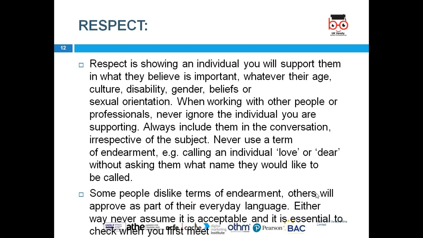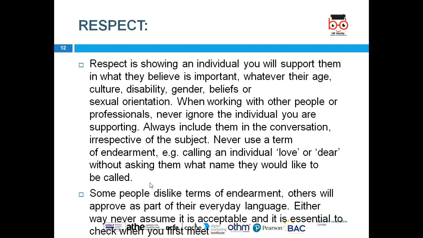Because if you're standing with a colleague and your patient's in the same room, it's extremely rude if you're just ignoring that patient. You should try and even get them slightly involved. Never use a term of endearment, like calling an individual love or dear, without asking them. I'm quite bad at this. I always go honey and darling, but obviously you need to make sure that they want to be called that, so you're being respectful of their needs.